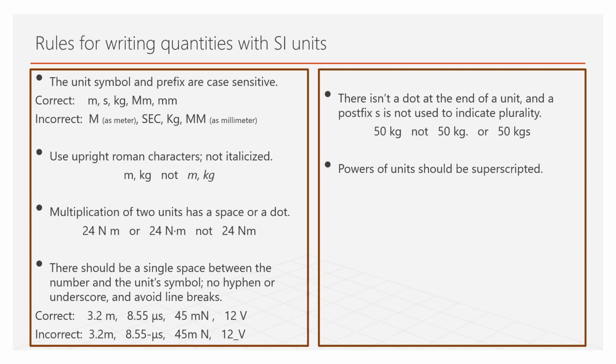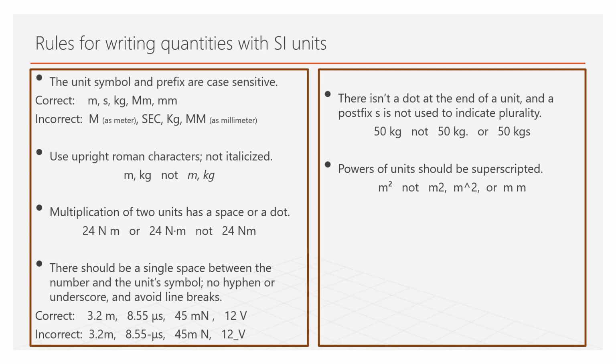Powers of units should be superscripted. So meters squared should be a lowercase m followed by a superscript 2. You should not write m and then the number 2 or m caret 2. Those two forms might be okay in an email or an Excel spreadsheet, but in proper writing, you should go through the trouble of finding the superscript.